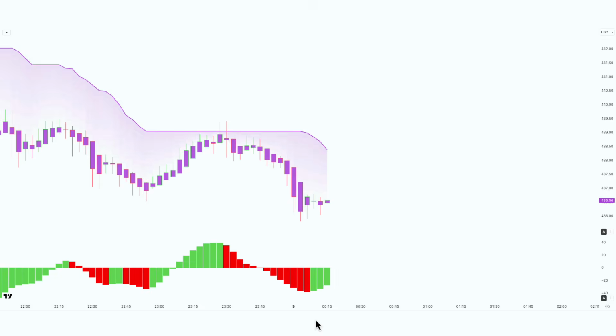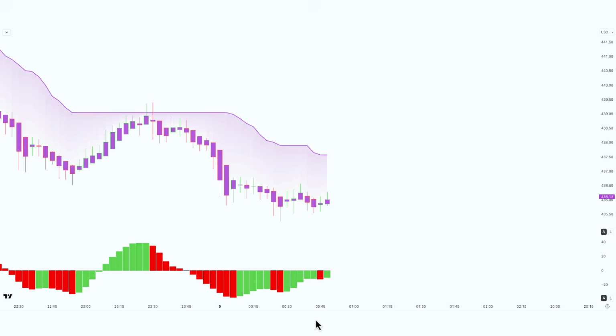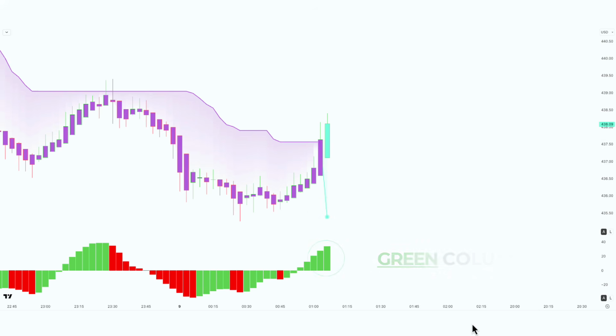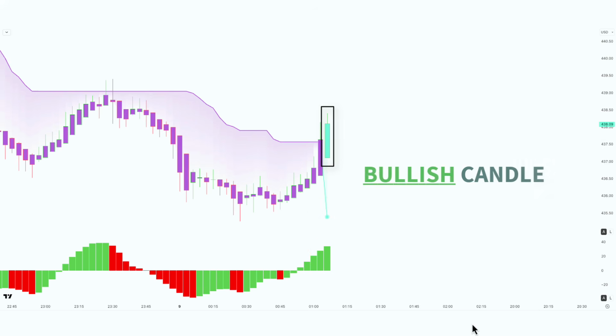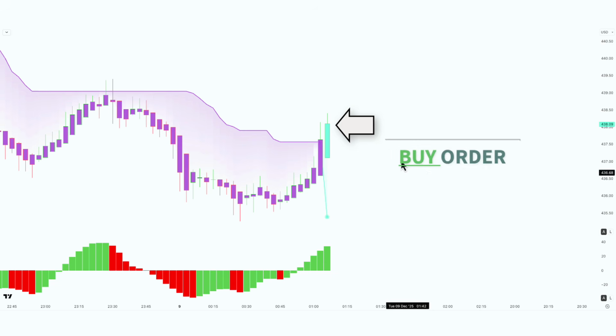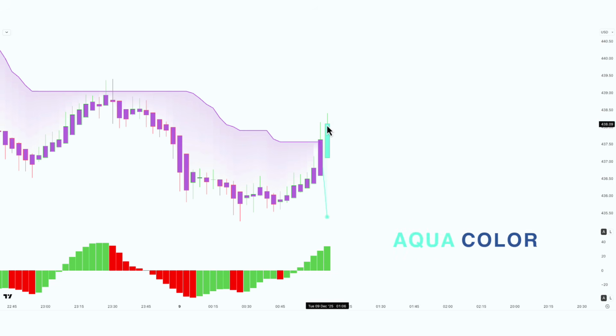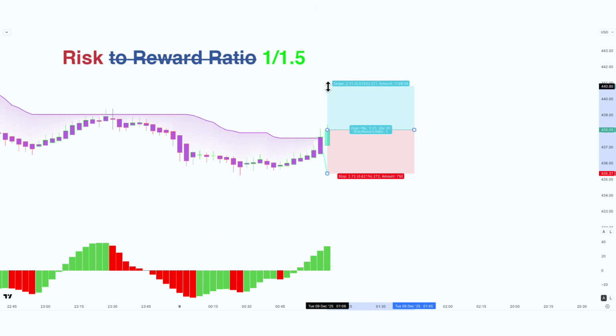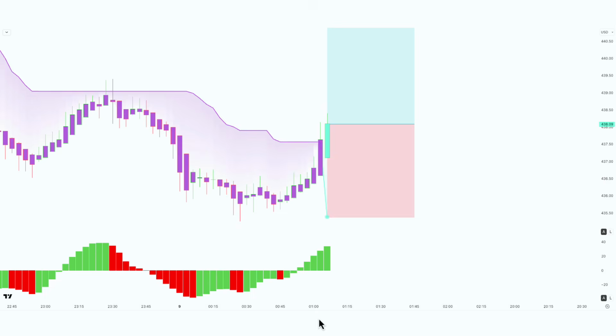Click OK. Now our setup is ready. Let's see how we use these trading setups. When the ATR Supertrend circle of this indicator is a buy signal, the Tighten Distance indicator should show green columns, and the market forms a bullish candle. If this condition is fulfilled, then we will place a buy order. Our stop loss is to be placed at the aqua line, and the risk-to-reward ratio will be 1:1.5.